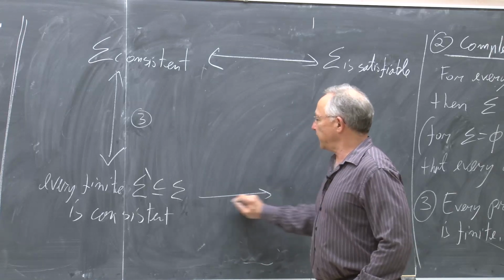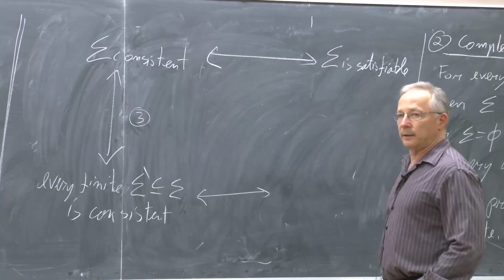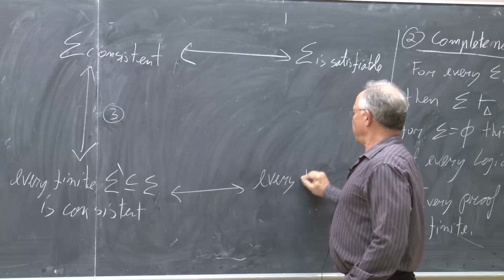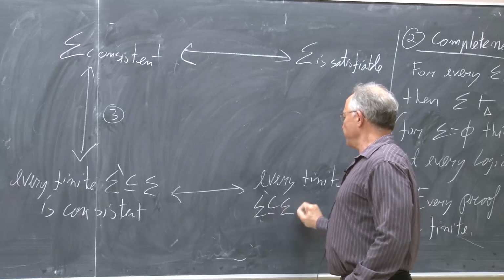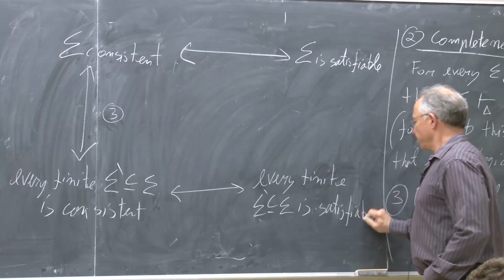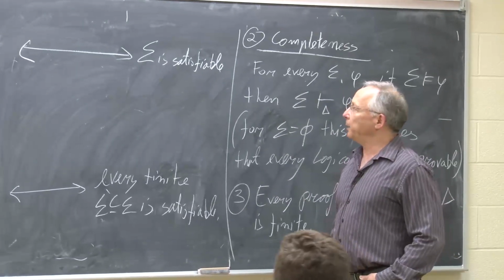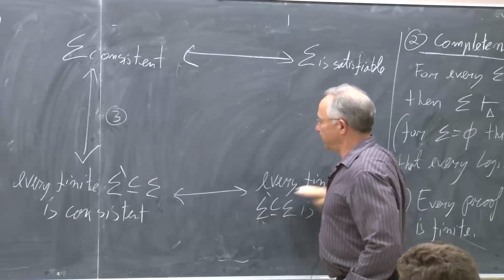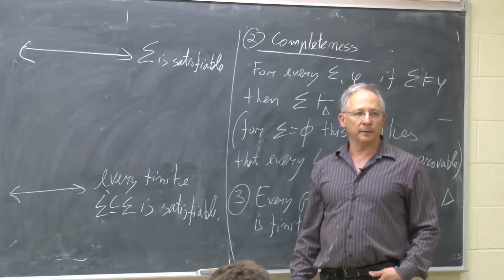Now, I will use again the equivalence between being consistent and being satisfiable. So I get that every finite sigma prime subset of sigma is satisfiable. So I got the compactness: sigma is satisfiable if and only if every finite subset is satisfiable.